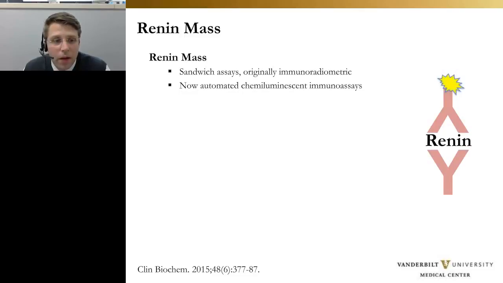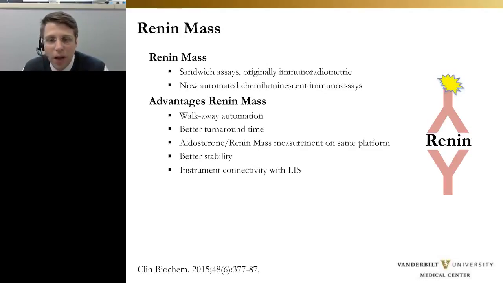On the other hand, there are renin mass immunoassays, which have been around for about 20 years. They were originally immunoradiometric, but are now more automated chemiluminescent immunoassays. And these are becoming more widely available, and they offer several benefits such as walkaway automation, decreased turnaround time, and importantly, instrument connectivity with the laboratory information system.